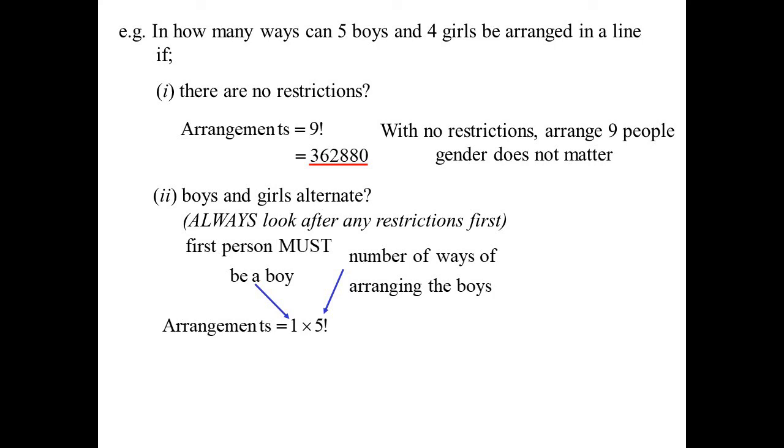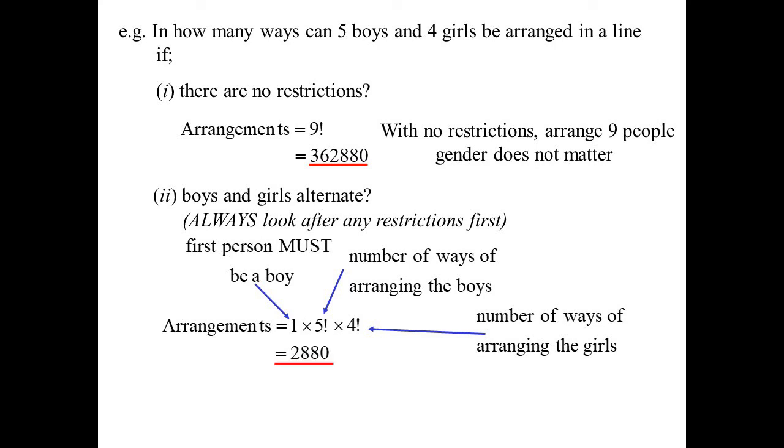Now, within their own little group, there'll be 4 factorial ways they can arrange themselves, but then there's only one position they can be slotted in to make sure it alternates. So 2,880 ways of doing that. So therefore, the logical probability question to follow up with: what's the probability that the boys and girls actually alternate? 2,880 over 362,880 simplifies down to 1 in 126.